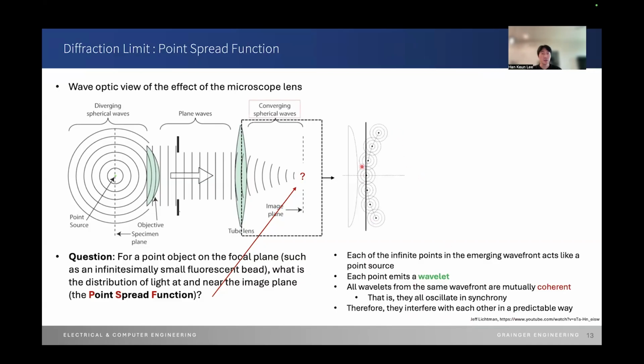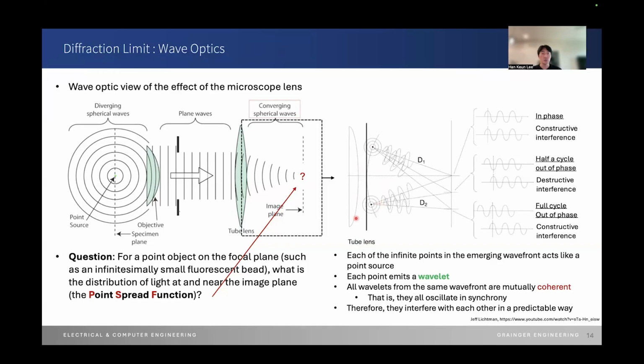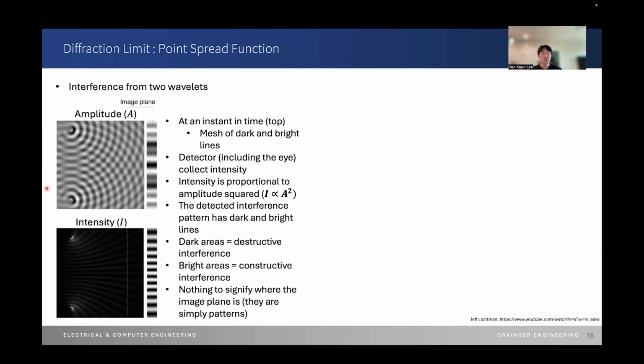So instead of looking at all the different wavelets at the same time, let's simplify the problem and only look at the wavelets that are far from each other, the edge ones. It's like the previous example, because the wavelets will interfere with each other depending on where their locations are. They're going to create constructive interference, destructive interference, constructive interference, and so on.